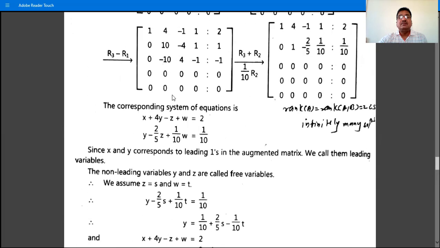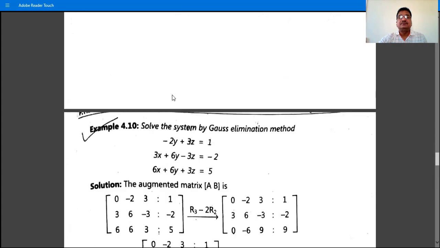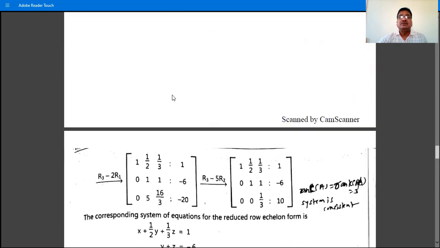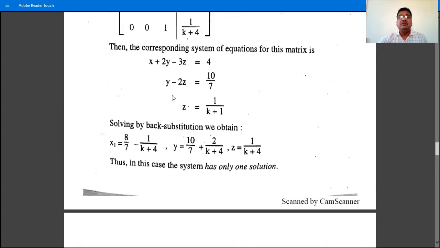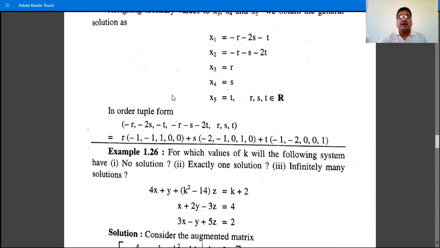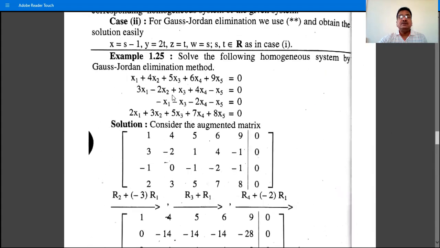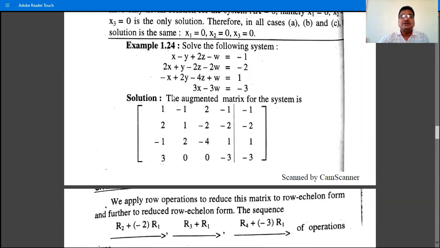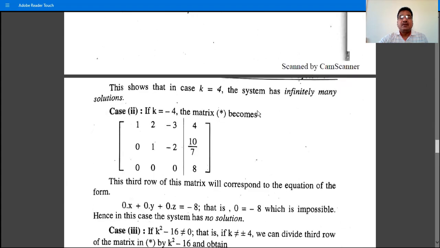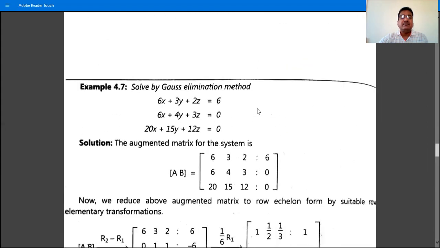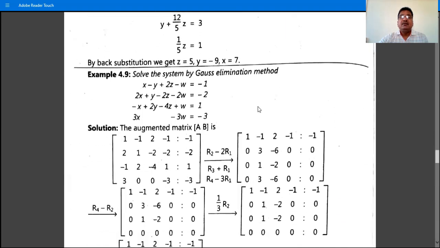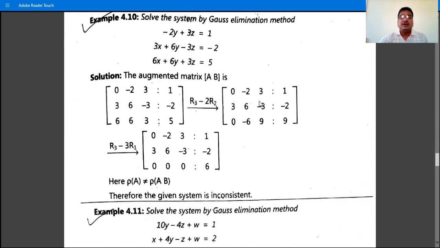So these are some other solved problems by Gauss elimination method and Gauss-Jordan method. In some cases we have a unique solution, in some cases we have infinitely many solutions, but in some cases we have 0 solutions. That is, if the system is inconsistent, then the system has no solution. The system is inconsistent if the rank of A is not equal to the rank of AB, in the case of a non-homogeneous system.